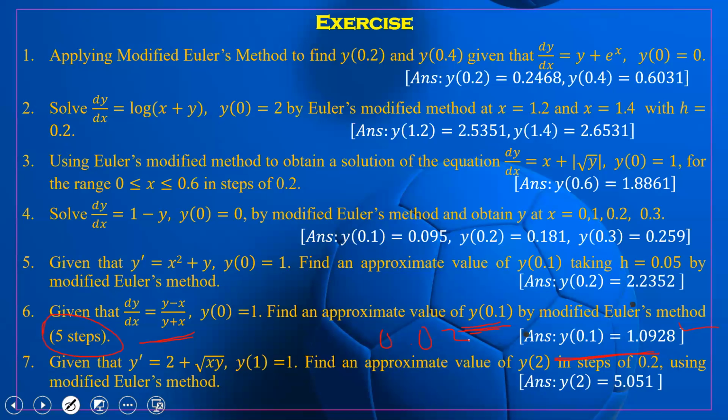Now similarly, given that y dash is equal to 2 plus root xy, y of 1 equal to 1. We have to calculate the value of y at 2 in steps of 0.2. So how many steps? 5 steps, right? 0.2, because the value of x0 is 1. So 1 plus 0.2, 1.2, then 1.4, 1.6, 1.8, and at the last 2. So we have to take 5 iterations over here. This is a much more lengthy question compared to the others.